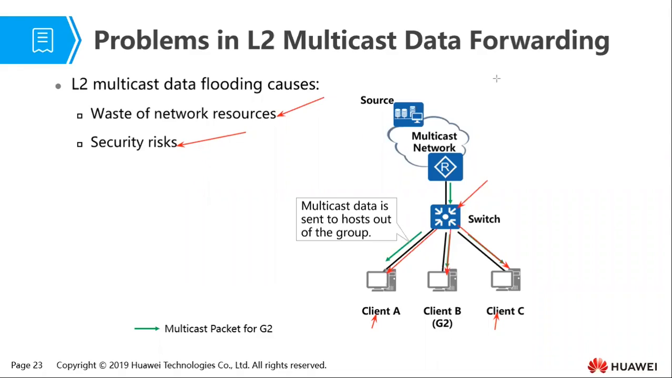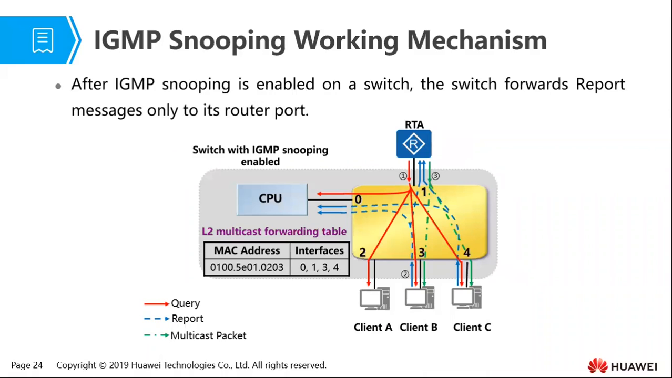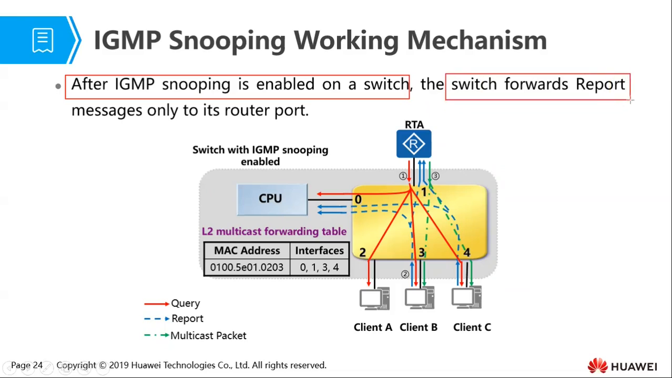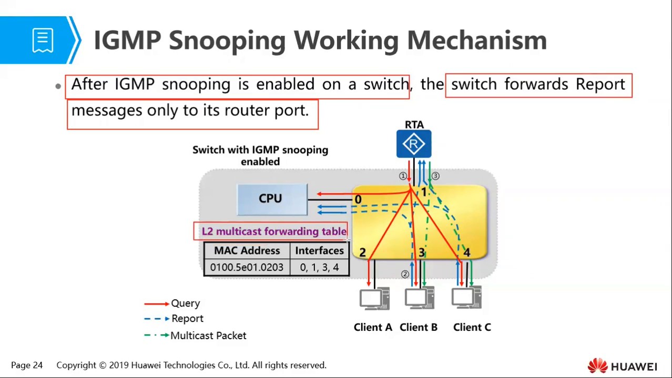So the solution to this is what we call IGMP snooping. Generally, after IGMP snooping is enabled on a switch, the switch forwards report messages only to its router port. Now, how the switch works when you enable IGMP snooping is that it creates a layer 2 multicast forwarding table, which works like the other MAC address table that we looked at when we were learning about the switch. So generally, when it receives, for example, a general query.